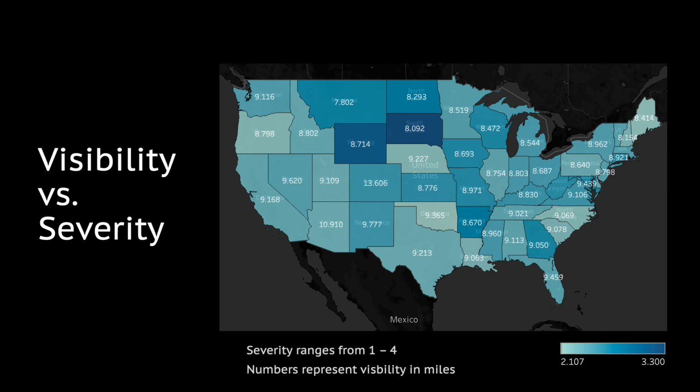Next, we have visibility versus severity. Visibility is how much of the roads you can see in miles, how far you can see in miles. Now, the lower the visibility, the higher the severity, as you can see in this graph. And this is also interesting because it's another correlation.